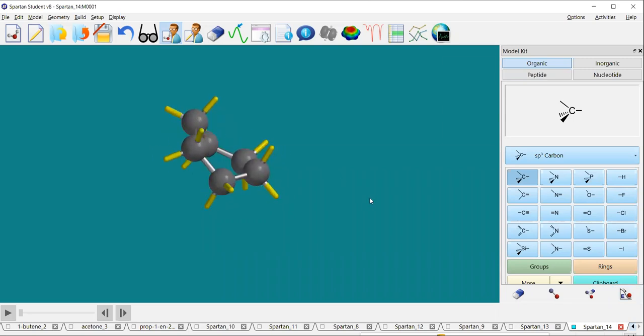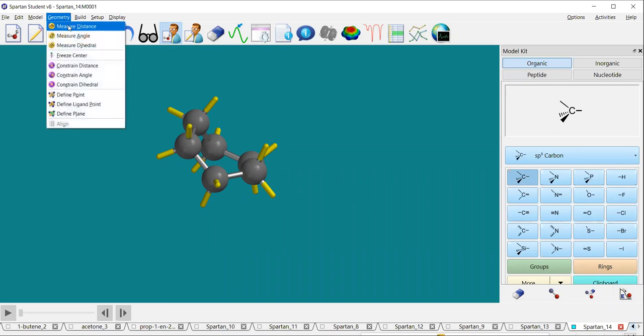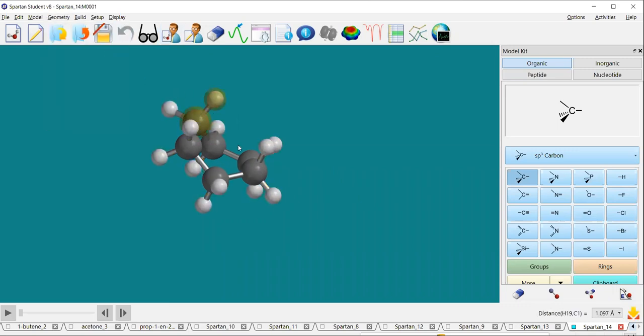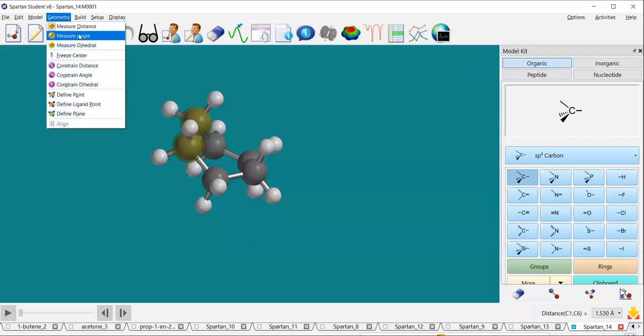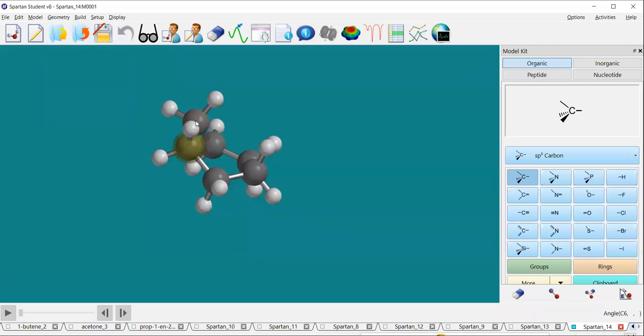Okay, let's start over. This one is going to be our peak one. And I'll measure distances between hydrogen and carbon. It is the same value, 1.987. And between this carbon and carbon, 1.530 angstroms. And finally, the angle. It is 111.87.